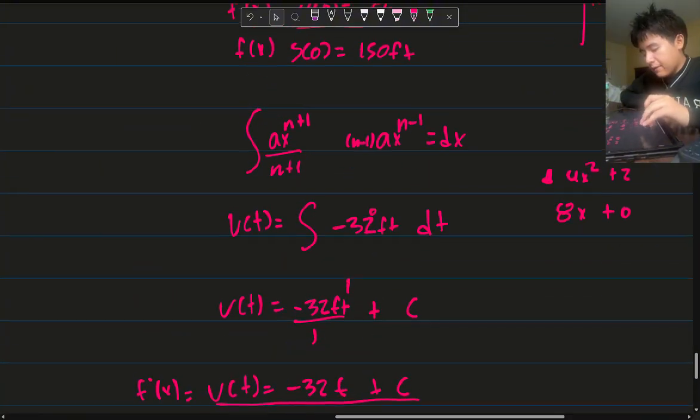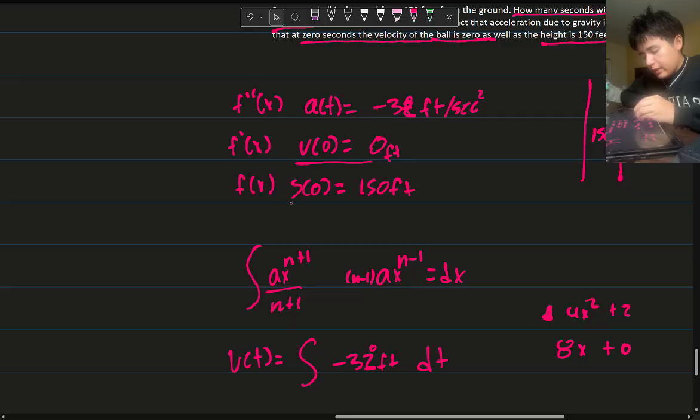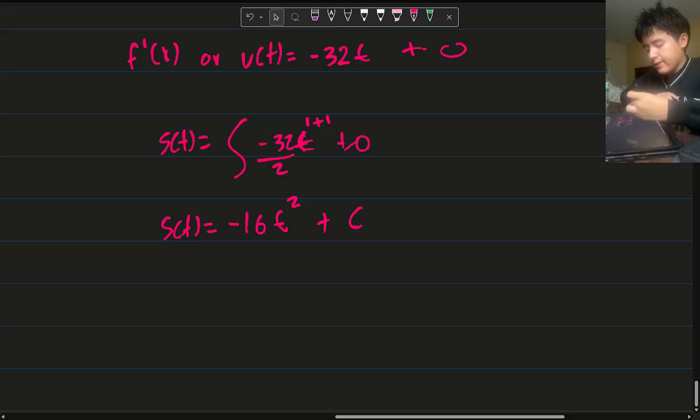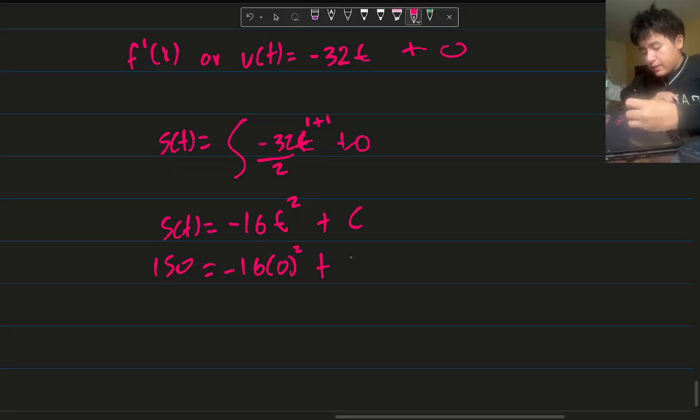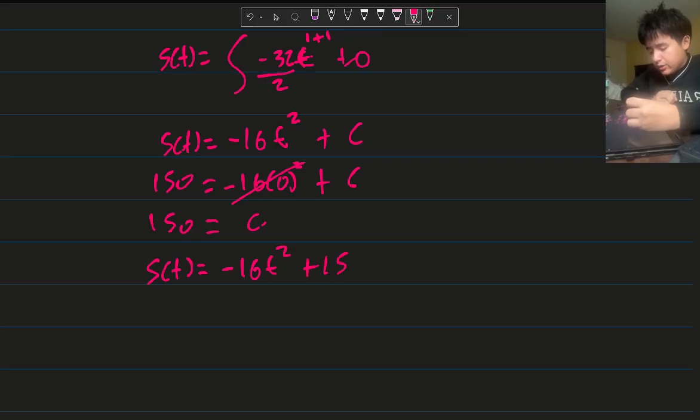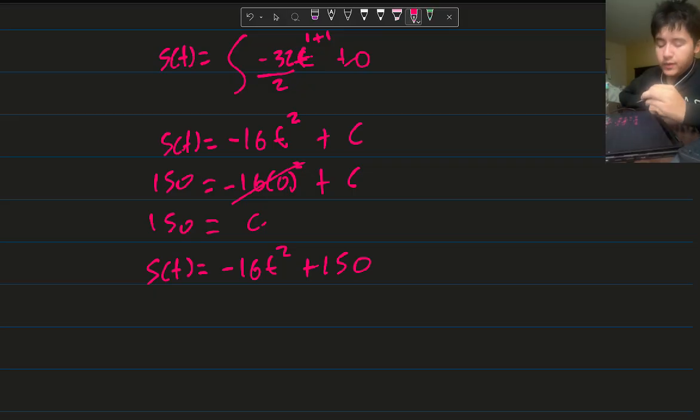Let's go back and see if it gives a hint. And we see that it does. For s at t equal to 0, we plug in 0 and it will give us 150. So negative 16 times 0 squared plus c gives us 150 feet is equal to c, as this cancels out. This gives us our original function, s of t is equal to negative 16 t squared plus 150. Now we have our original function. How can we find the time? We will find that by setting this equal to 0 and solving for t.